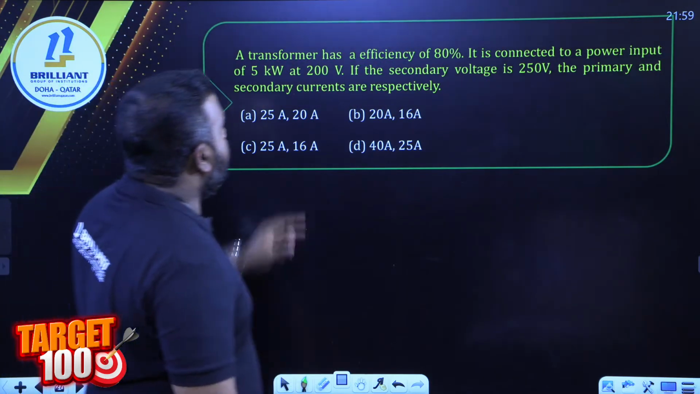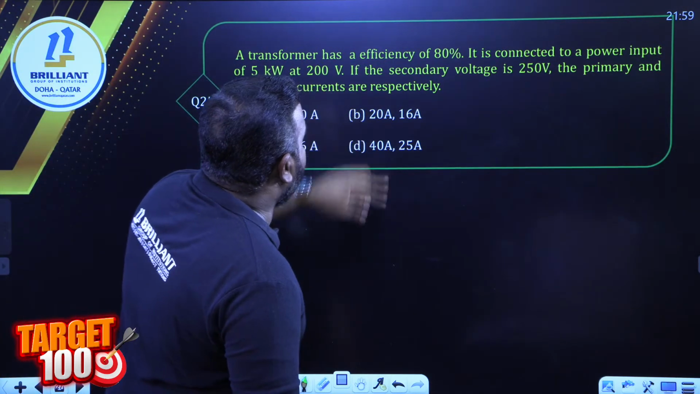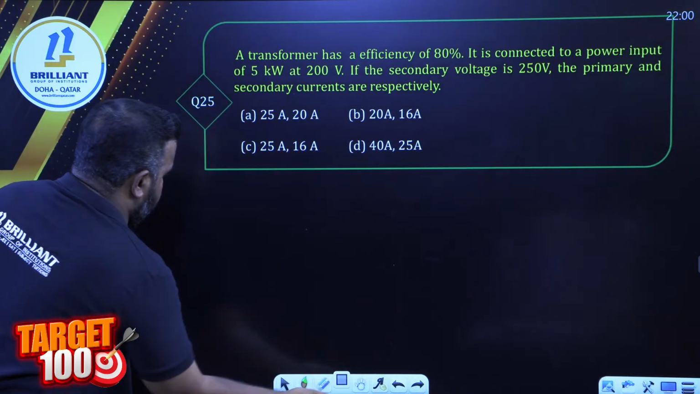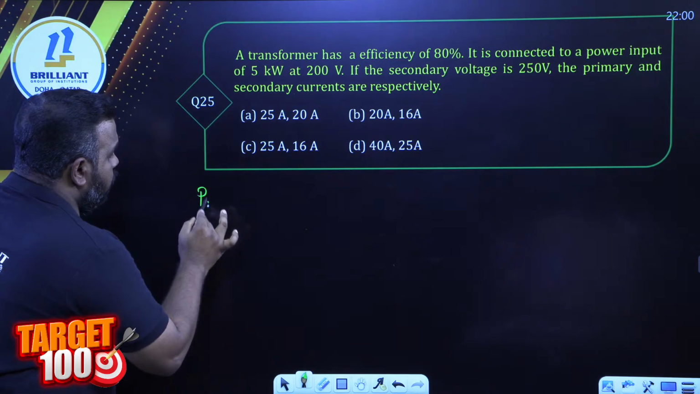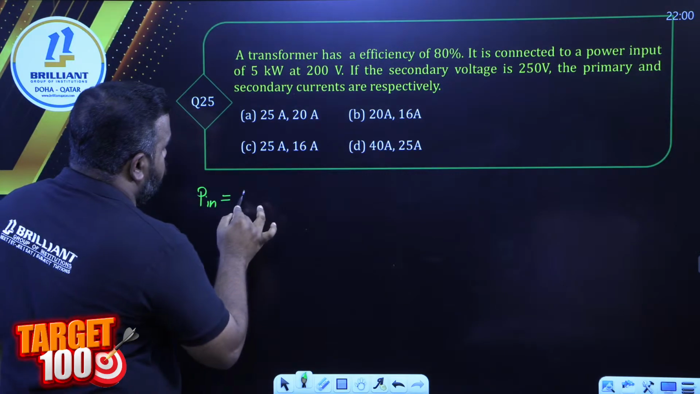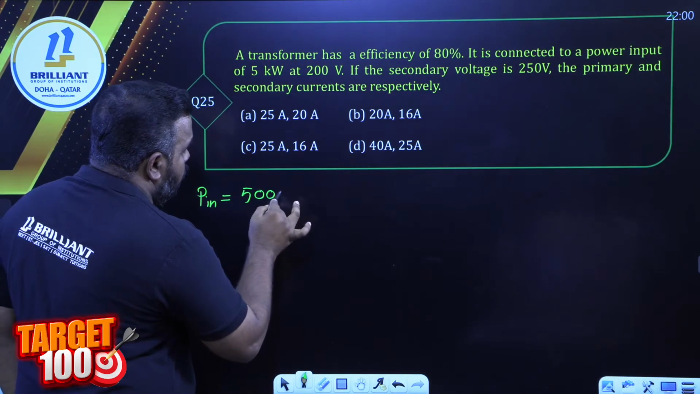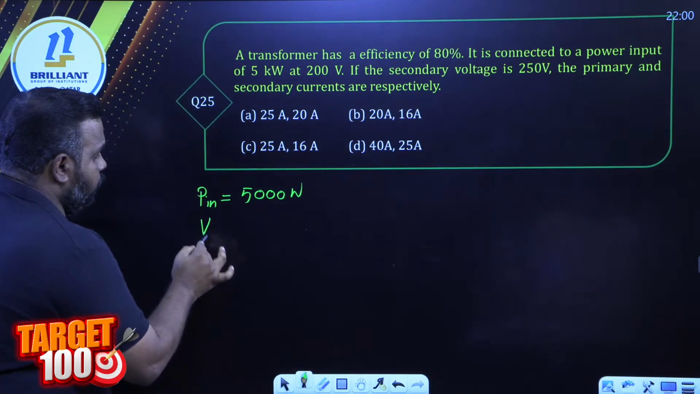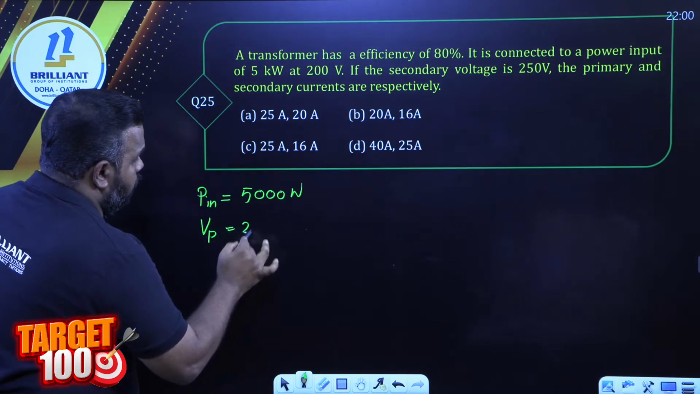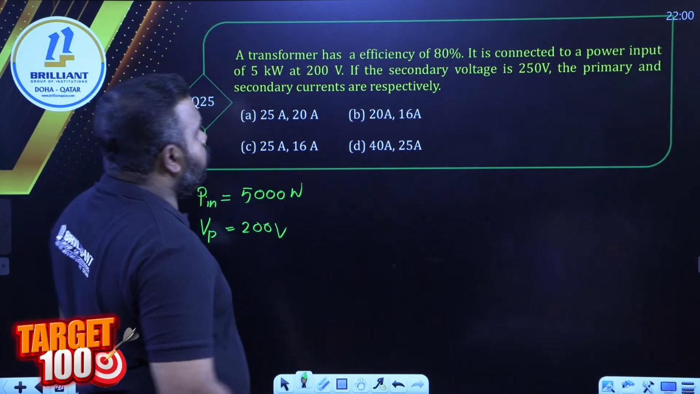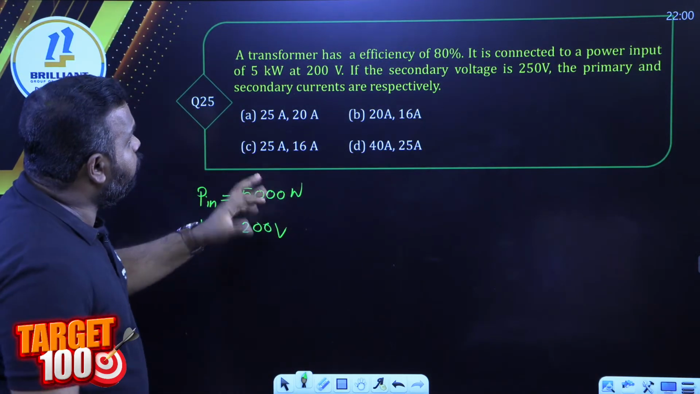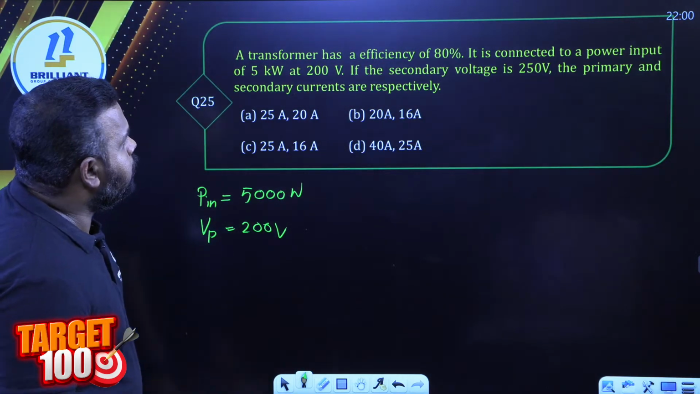Look, it is connected to a power input. So P input, input power is given as 5 kilo. 5 kilo means you know that it is 5000 watt. And V primary, it's given 200 volt. They are asking primary and secondary currents are respectively. So we have to find primary current and secondary current.